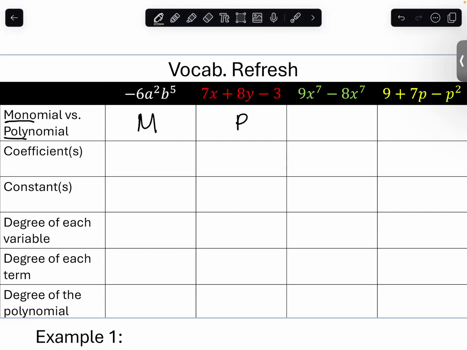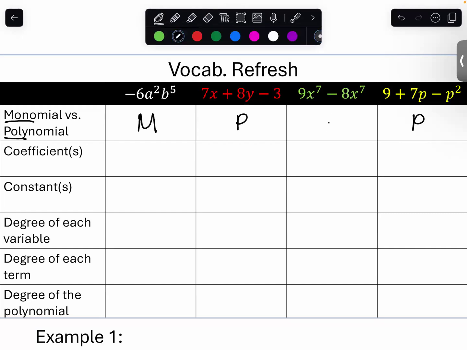Likewise, with our green and yellow examples, we have multiple things that are being added or subtracted. So you would think they're both polynomials. However, I want you to notice that the green expression could be combined into a single term here. We could rewrite that as 1x to the seventh. Thus, even though it looked like a polynomial before, technically we could classify it as a monomial, a single term.